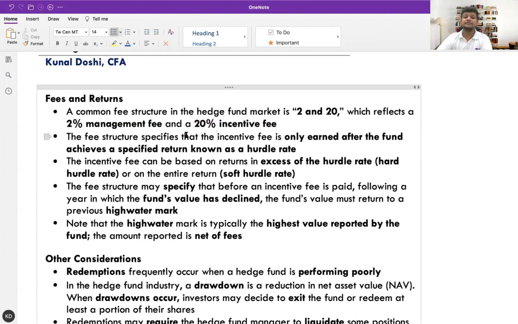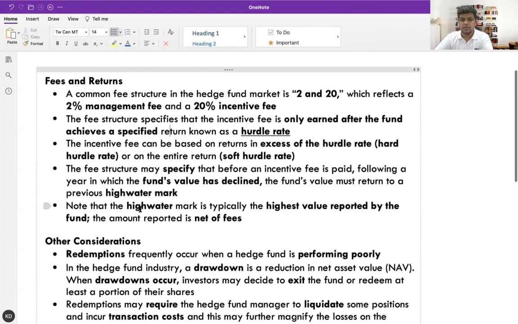The fee structure will specify that the incentive fee is only earned after the fund achieves a specified return known as, what is it known as? Hurdle rate. That's some specified fixed return. Is that clear? For example, if I say that I want the fund to achieve at least 15%, then anything beyond 15% will qualify for incentive. Clear? Everyone? Yes.